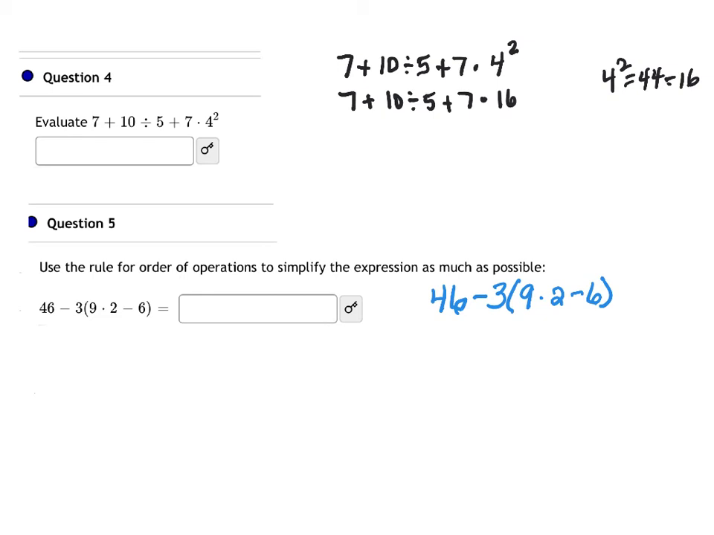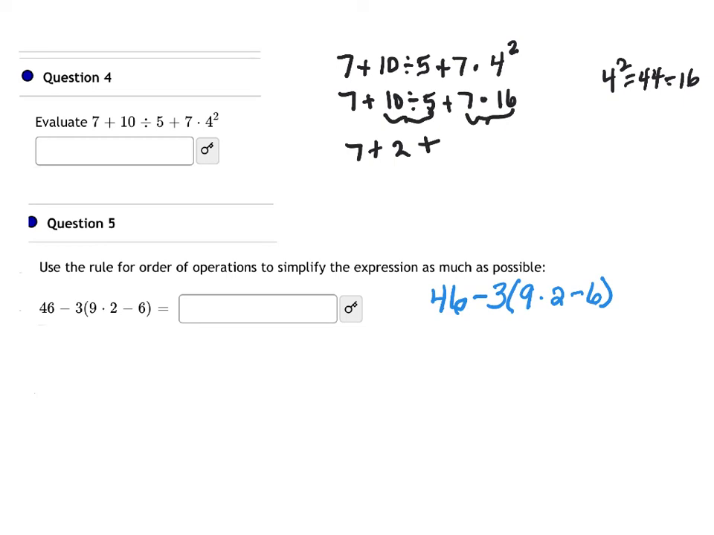So we've taken care of exponents. Now we're going to multiply or divide. You have to start at the left. So I'm going to do this first. And then I have multiplication here. So 10 divided by 5 is 2. And right here, I can go ahead and multiply that, because if I rewrite it, plus 7 minus, times 16, I'm just going to have to multiply. So I can go ahead and do that at the same time.